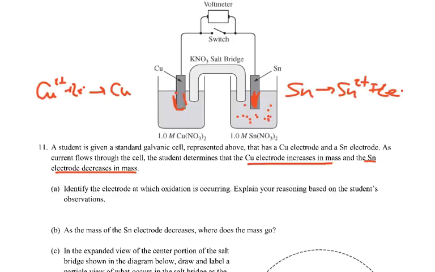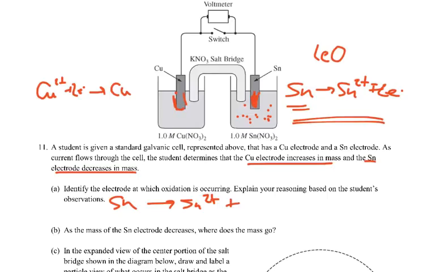into solution. So identify the electrode at which oxidation is occurring. Well, this one is losing electrons. That's oxidation, so it's the tin electrode. Explain your reasoning. We can just say that because the tin is losing mass, it must be tin turning into tin ions, and that's losing electrons, and that's oxidation.